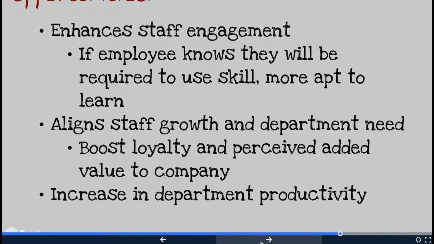Some more opportunities: it enhances staff engagement, which in turn, if an employee knows that they will be required to use the skill, they will be more apt to learn the skill. It aligns staff growth and department need, thus boosting loyalty and perceived added value to the company. If an employee can see how growing in their department will benefit them and the company, then it will boost their perceived necessity to the company and they will work harder. Thus, it increases department productivity.